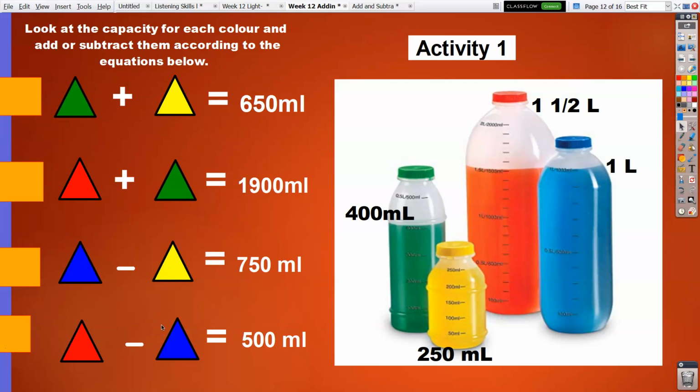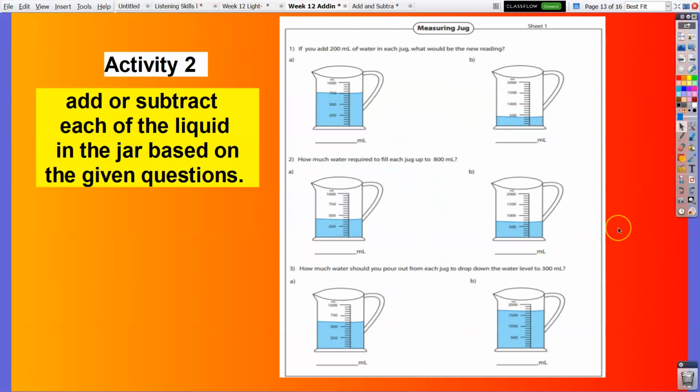Did you get all the correct answers? Well done. Now let's try another one. This time, this is a little bit harder. Add or subtract each of the liquid in the jar based on the given questions. So if you add 200 ml of water in each of the jug, what would be the new reading? Take a look at the reading for each jar, then add 200 ml on it.